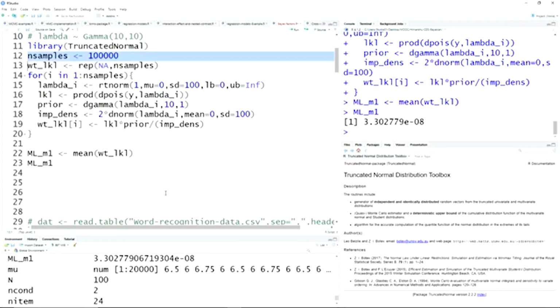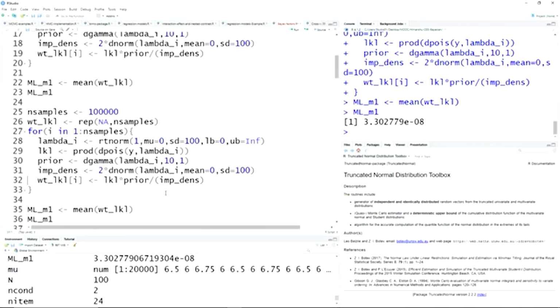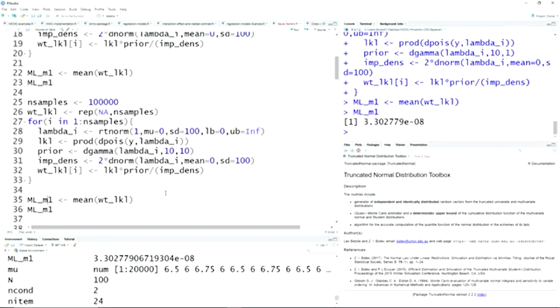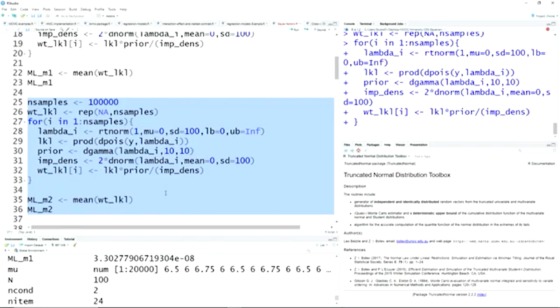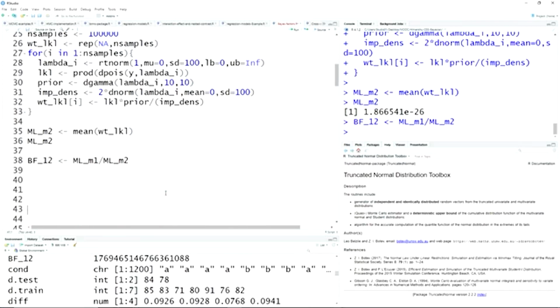Now let us calculate the same for model 2. Everything else would remain the same. The prior changes. For model 2, the prior is different. It's prior, lambda i, gamma 10. Okay, this would be ml for model 2. Now let us calculate Bayes factor for model 1 compared to model 2. So that would be marginal likelihood of M1 divided by marginal likelihood of M2. So this is my Bayes factor.